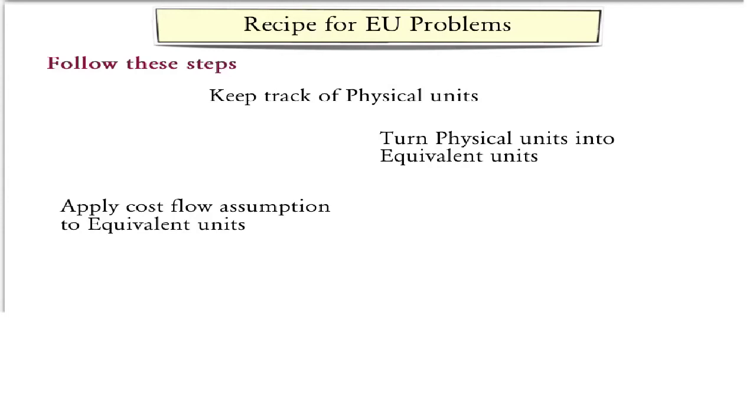One of the things that will make this chapter much easier is that I'm going to give you essentially a recipe for how to solve these problems. So here are the steps. Keep track of the physical units, in other words, the units without regard to how complete or incomplete they are. Turn physical units into equivalent units. Then apply your weighted average or FIFO cost flow assumption, and you're done.